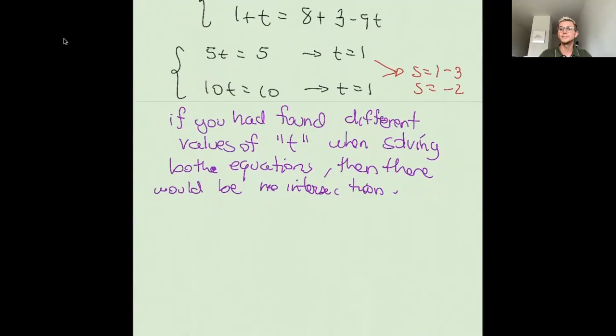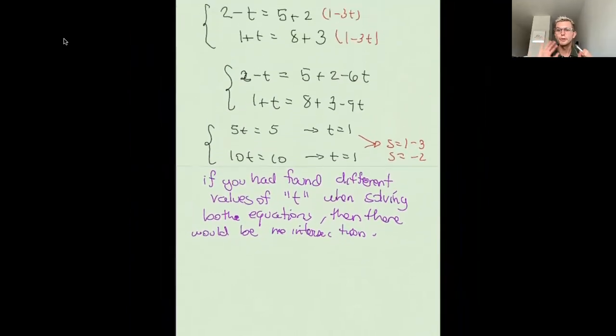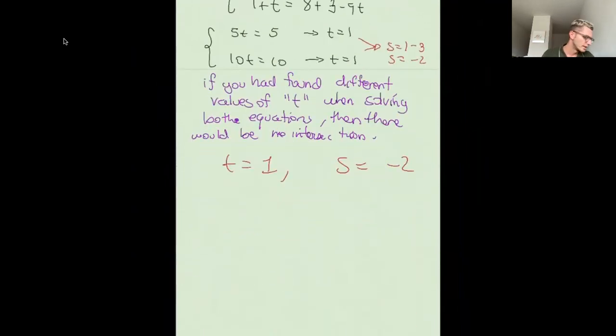Okay, so we already found the values for T and S, right? So T equals 1 and S equals -2, right? That's a good point.